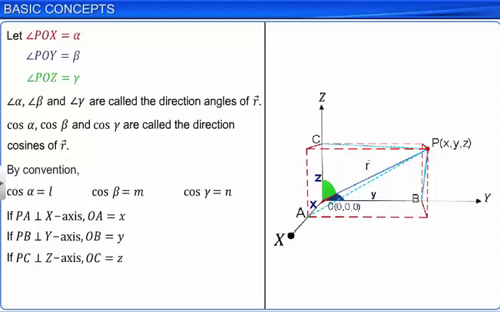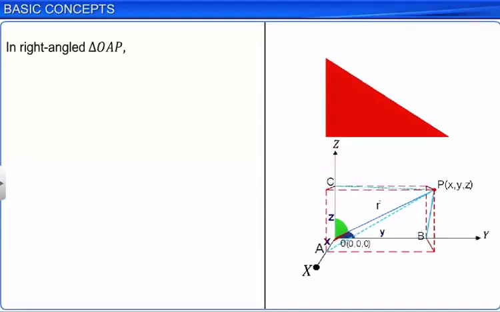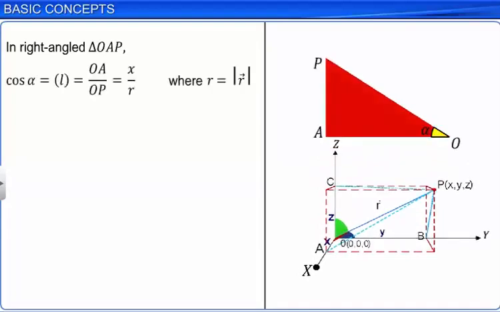In right-angled triangle OAP, cos alpha or direction cosine l is equal to OA upon OP or x upon r, where r is the magnitude of position vector OP. This implies that the x-coordinate of point P is equal to the product of direction cosine l and r, which is the magnitude of position vector OP.